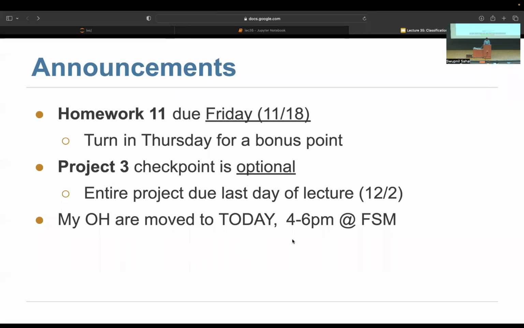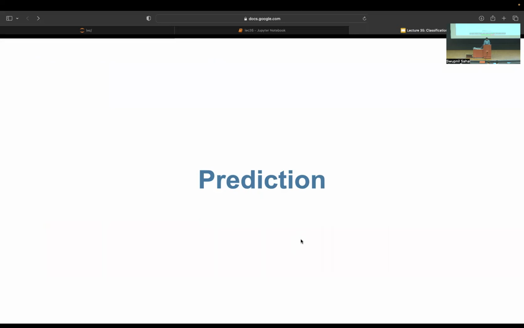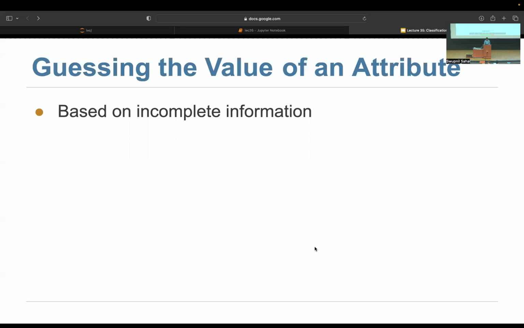Cool. So today we are talking about prediction, which is something we've already done, but it's going to be in a slightly different context. So first of all, let's just review what prediction is. Fundamentally, when you talk about prediction in data science or statistics, it really just means that you're guessing the value of some attribute that you don't know, and you're guessing this based on incomplete information.